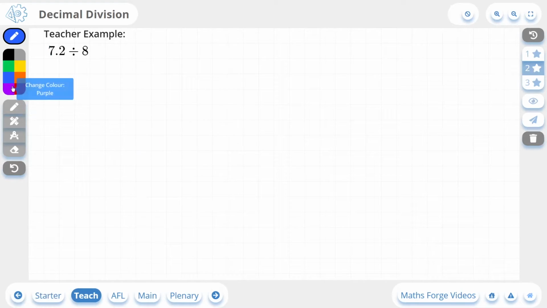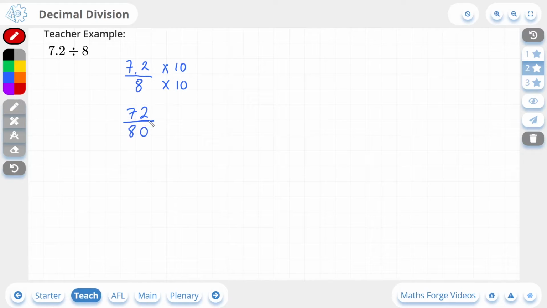Let's do another 2-star example. So we have 7.2 divided by 8. So I'm going to write it down as a fraction, 7.2 over 8. And we need to multiply the numerator by 10 to get it to be a whole number. So it's going to be 72. And for the denominator, we have to apply the same multiplication in order to keep the fraction equivalent. So now we're going to have 72 over 80.